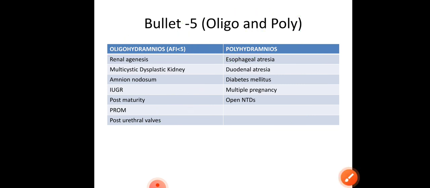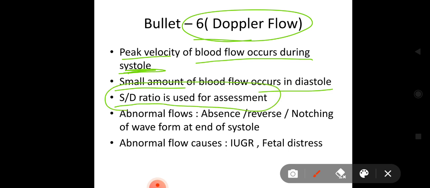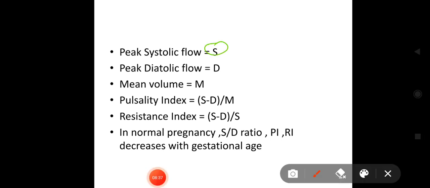Now about Doppler flow: peak velocity of blood flow occurs during systole, and a small amount of blood flow occurs during diastole. So the systolic to diastolic ratio is used for assessment. Now abnormal flows: absent flow can be there, reversal of flow can be there, and notching of the waveform at the end of systole can be there. What are the causes of abnormal flow? IUGR, fetal distress. Now peak systolic flow is designated as S, peak diastolic flow as D, mean velocity as M.